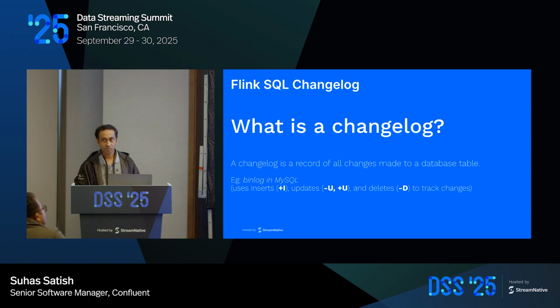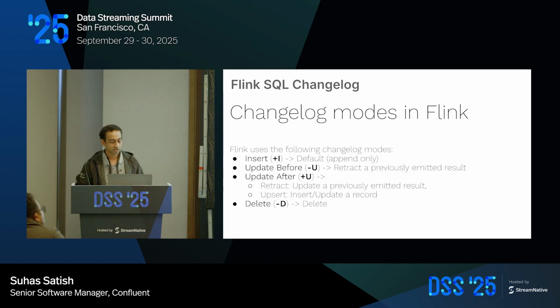And so this talk is all about changelogs. What is a changelog? It's a record of all changes made to a database, kind of like a binlog in MySQL. And usually there are three types of updates you can propagate through a changelog: an insert, an update, or a delete. In Flink, you represent inserts with a plus I, updates with a minus or plus U, and deletes with minus D.